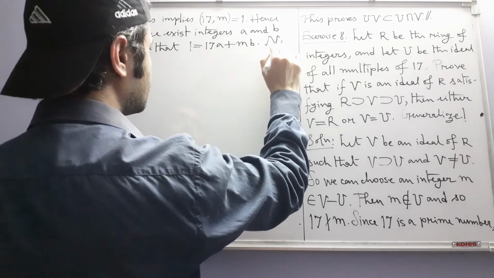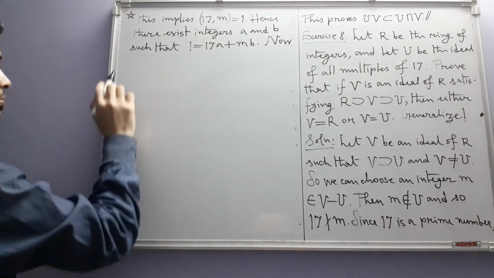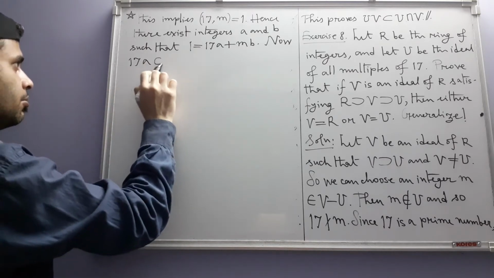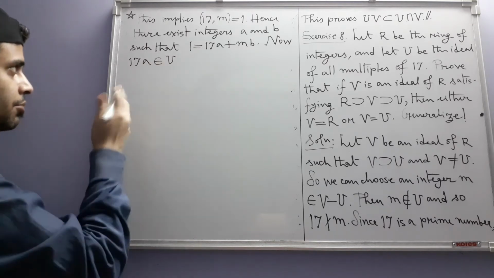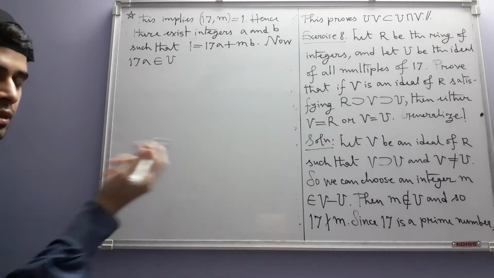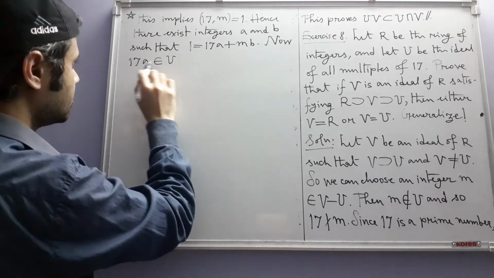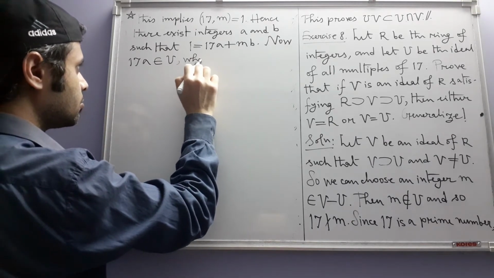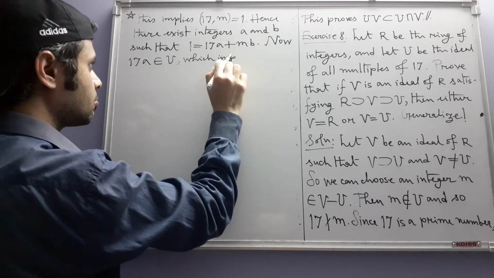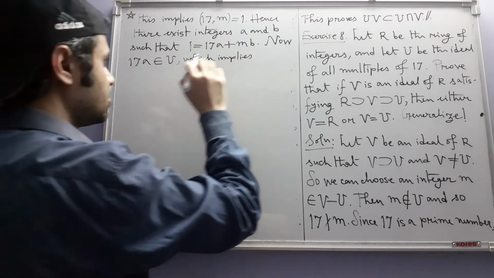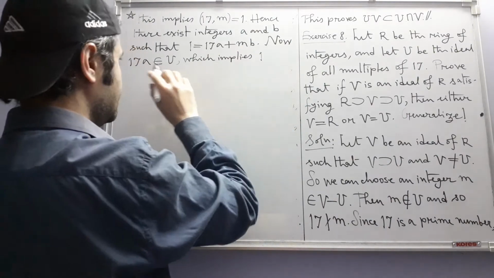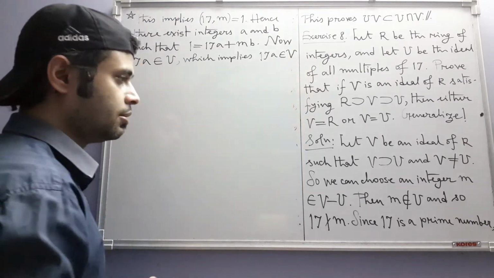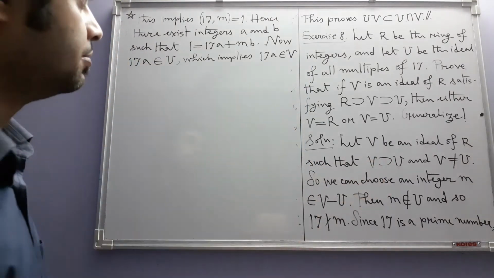Now 17a belongs to U, because it's an integer multiple of 17. By definition, U is the set of all such integers. So 17a belongs to U, which implies 17a belongs to V. Why? Because U is a subset of V.